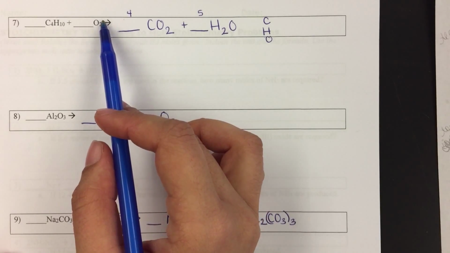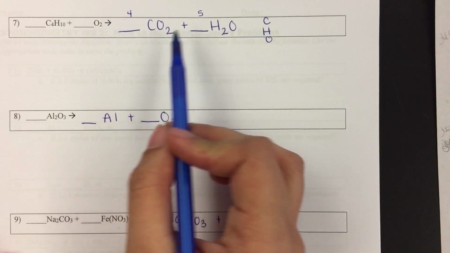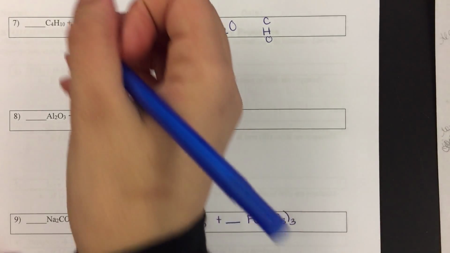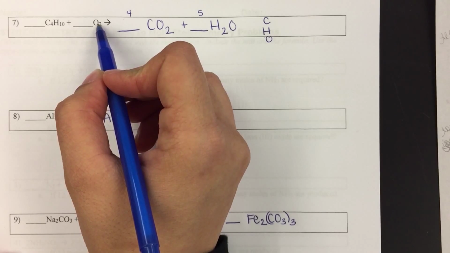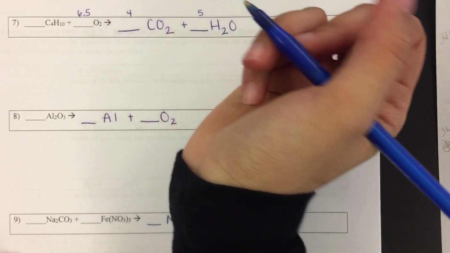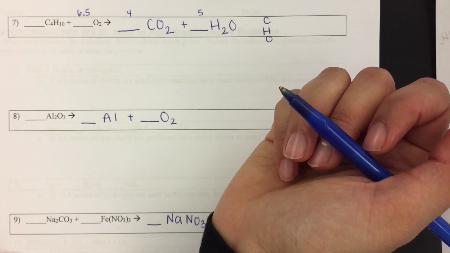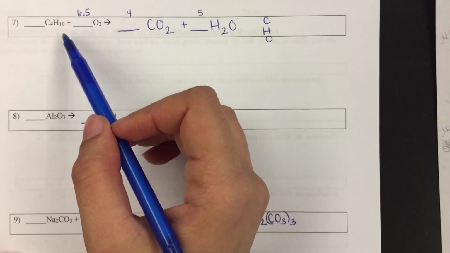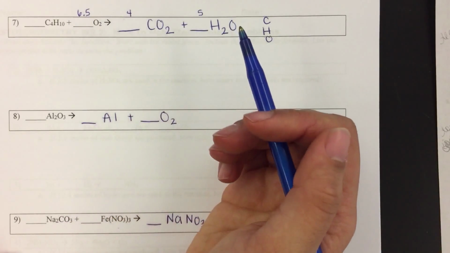Lastly, if we look at our oxygens, I only have 2 in my reactants, but in my products I have 8 plus 5, which gives me an odd number. So that's 13, and that's what I was afraid of. The only way to get to 13 is to multiply this by 6.5. Now, if you remember the rules of balancing, you can't have any non-whole numbers. So if this is 6.5, we need to turn it into a whole number.